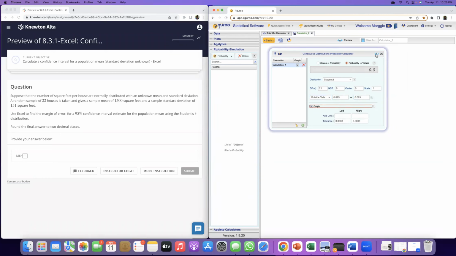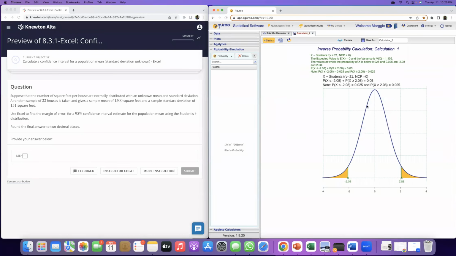I'm going to do the graph so you can see what we're doing. All right. So this white area in here, it's 95%. All right. And then this yellow area plus this yellow area, both of them add up to 5%. So I have 2.5 here and 2.5 here, which is this 2.5 that you see in here, but in decimal. So the critical value is going to be 2.08.